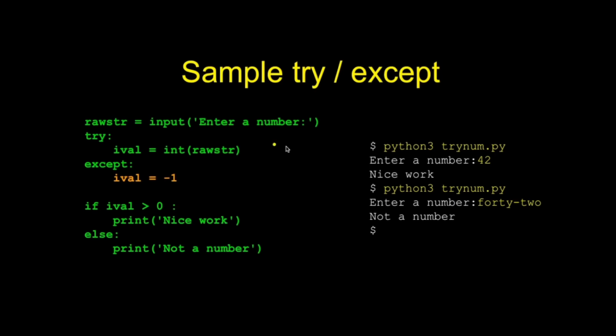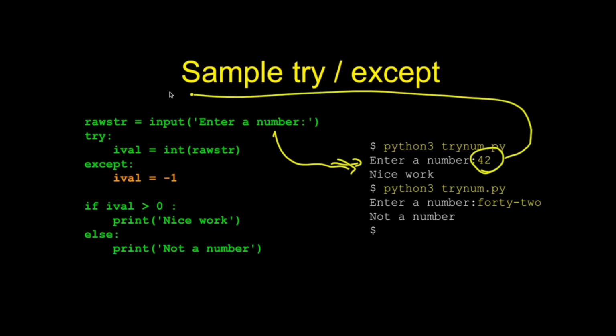So first time we run this program, out comes enter a number. We type in 42, which is a string. That 42 goes back into rawstr, runs in here. This runs, it's fine. That becomes the number 42, so we skip the except block, and ival is greater than 0. We print out nice work, and we skip the else. Okay, so it says nice work.